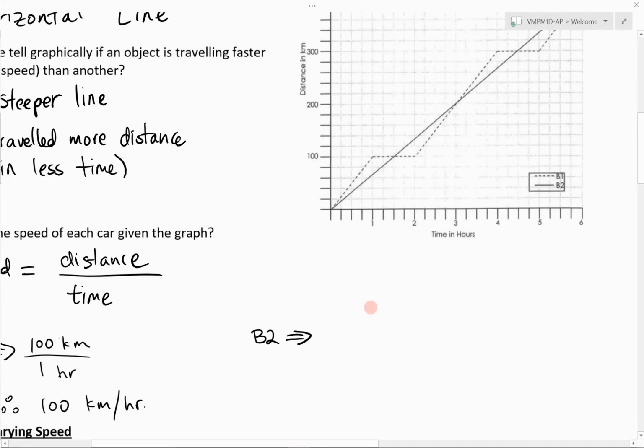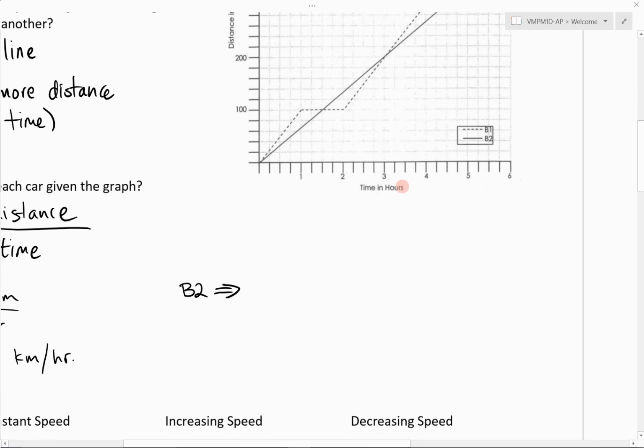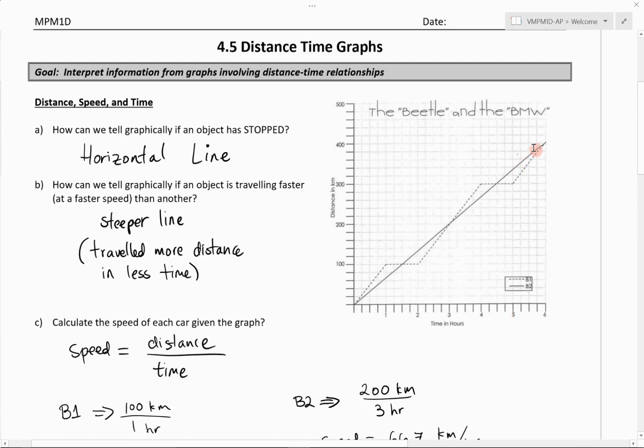Okay, look at car B2, the solid line. Say, in 3 hours, you can take a measurement at 200 kilometers. It has traveled 200 kilometers in 3 hours. So 200 kilometers divided by 3 hours. The speed then therefore is 200 divided by 3, which is 66.7 kilometers per hour. Not as fast as the dotted line, B1, but they eventually reach the same distance at the same time simply because B1 stopped twice.